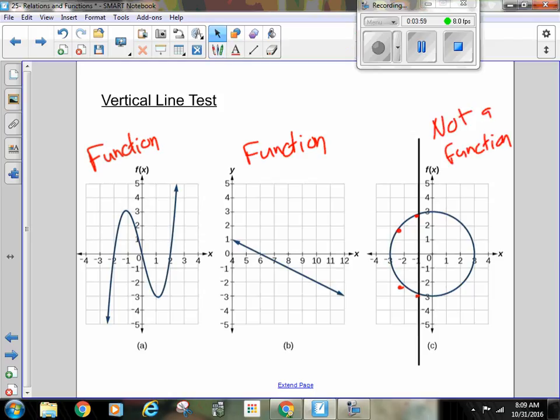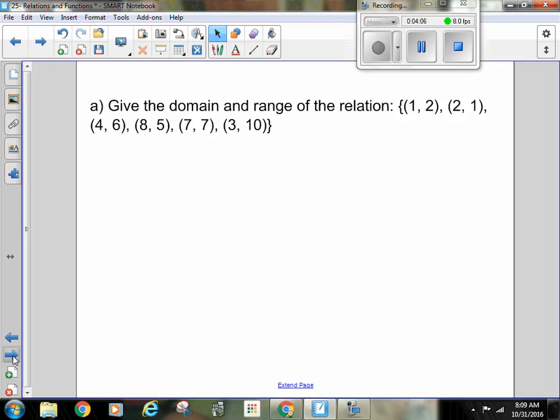Okay, so we have functions and not a function, but all of these are relations. Okay, let's get into those lettered problems. Give the domain and range for the relation.